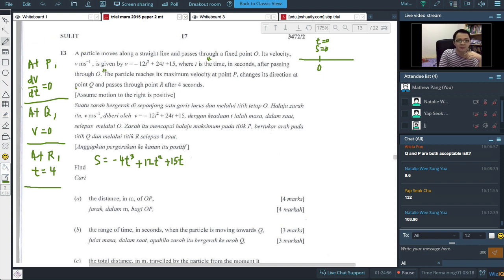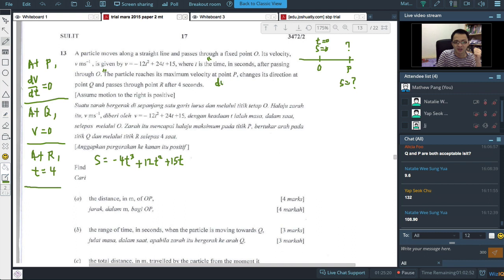Okay, so then I need to find the distance O to P. At O the displacement is 0, easy. But I want to know where P is. Where is the particle at P? So I need to find the displacement of P. I have some information: dv/dt equals 0, then I can know the time at P. So I will set dv/dt equal to 0.